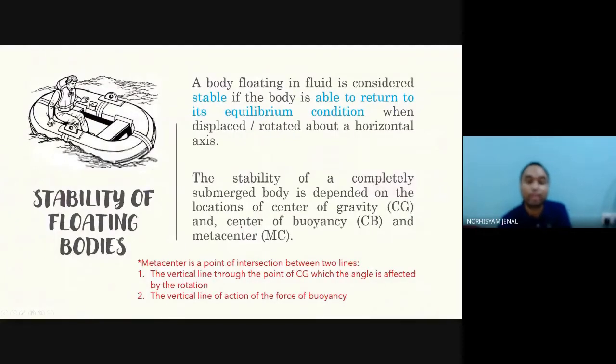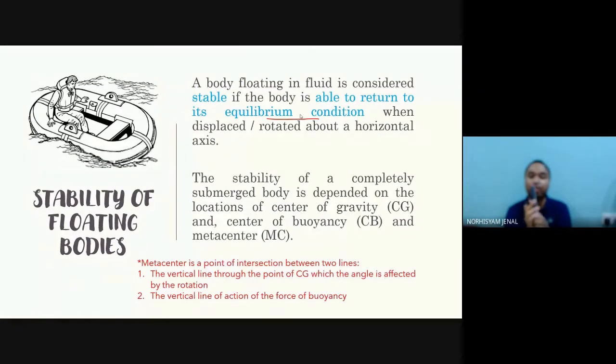For stability of floating bodies, the condition is the same. It is considered stable when able to return to its equilibrium condition. It means if I tilt it to the side like this, floating, tilt it to the side, it will come back up again.